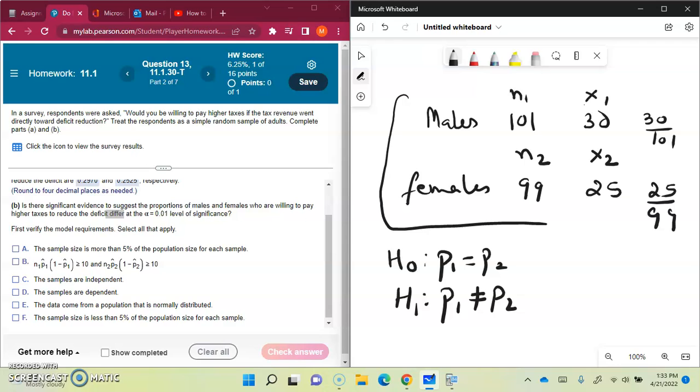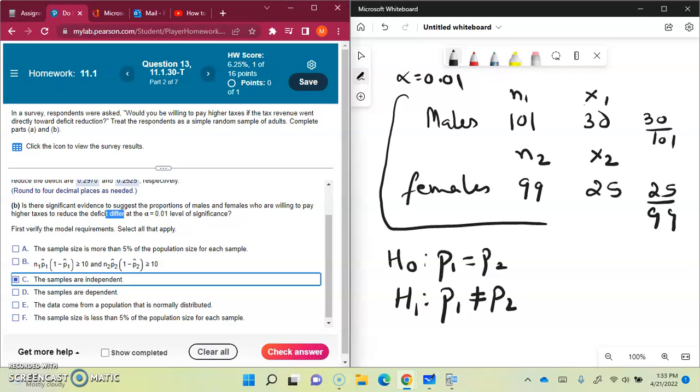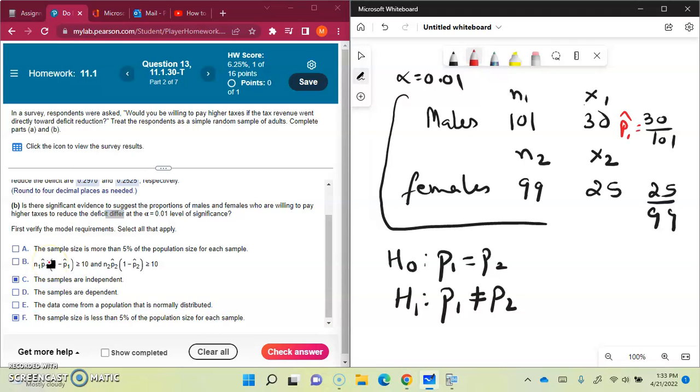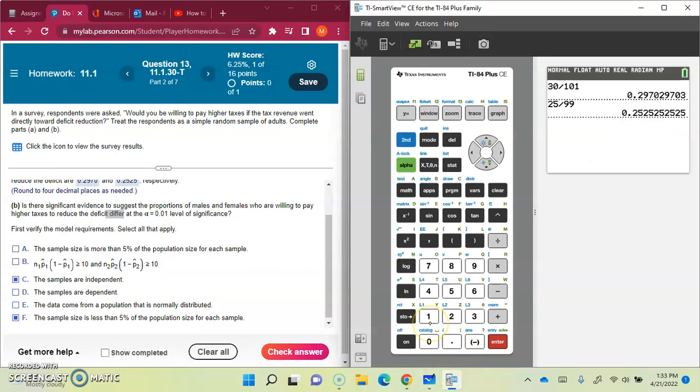First, verify the model requirements. Alpha is also given. Alpha is given to be 0.01. What are the requirements? The requirements are that the samples should be independent, and the sample size should be less than 5% of the population size. And the B1, right? So we need to check B. So it says n1 times p1 cap. This is p1 cap here, and this is p2 cap here. So we can calculate these values.